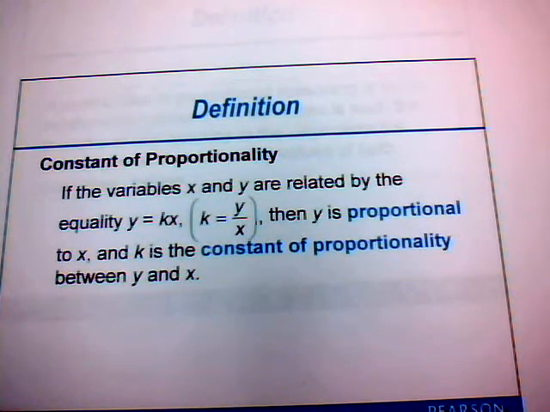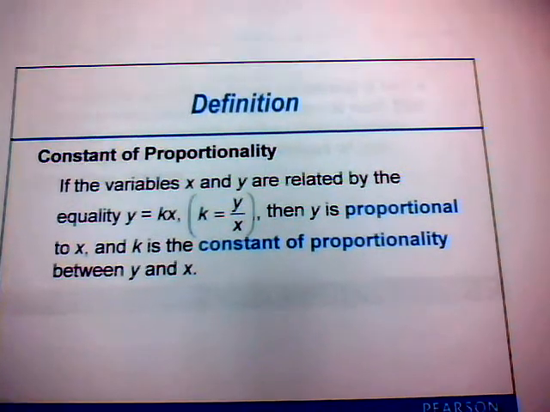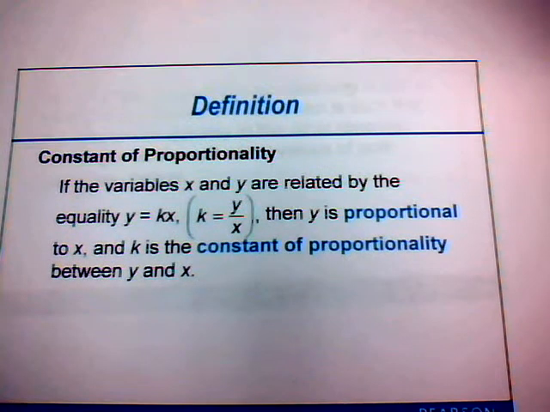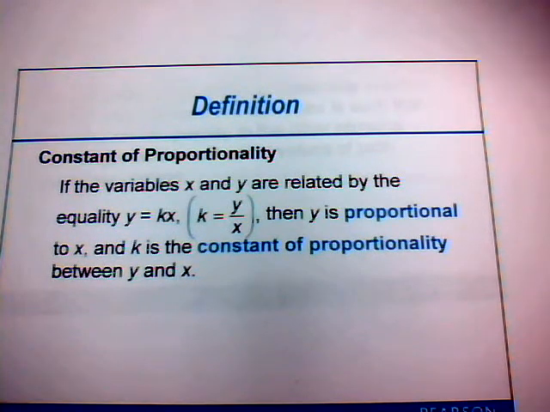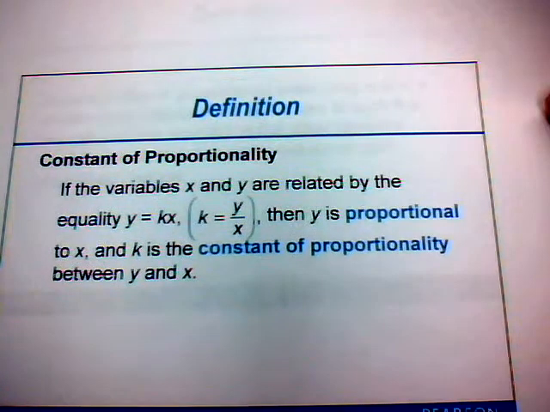Okay, next is the constant of proportionality. If the variables x and y are related by the equality y is equal to k times x, or we can say k is equal to y over x, then y is proportional to x, and k is the constant of proportionality between y and x. Now sometimes they use y is equal to k over x in an indirect variation, but that k is called your constant of proportionality.